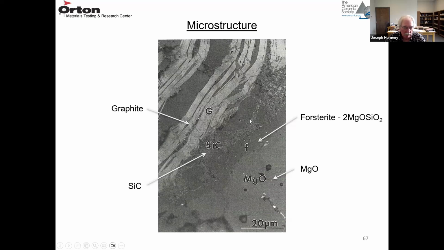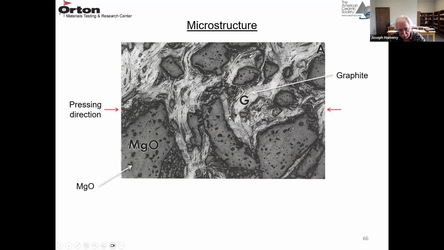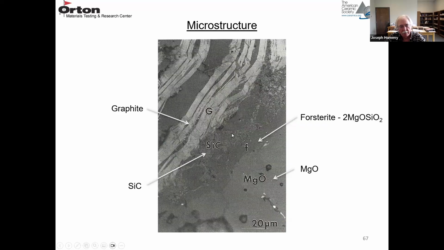And then silicon carbide may have formed during the firing, reacting silica and carbon, or it may have been an additive. I'm not sure on this micrograph. These are not mine, so I don't know exactly how these were made, but you see graphite, flake graphite, silicon carbide, forsterite, and MgO.